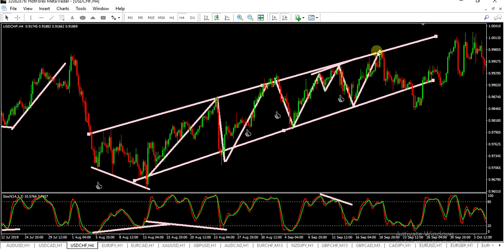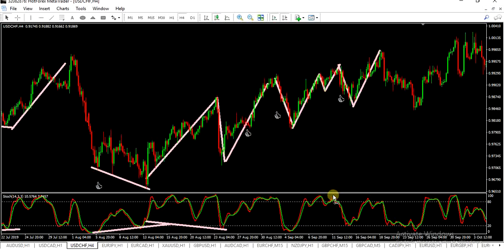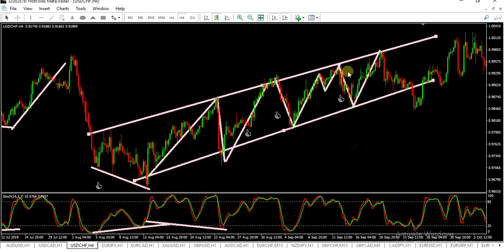But approaching this level, what happened? The market also established divergence. The market gave us higher highs, and the oscillator was giving us lower highs. Are you seeing that? So at that point, what should we do? The same scenario. Wait for the perfect entry time to also take this trade as a sell.